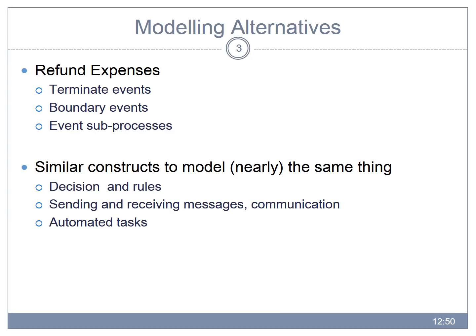And so we're going to look at decisions and rules. We're going to look at communication, external communication by sending and receiving messages, and internal communication. And then finally, we're going to look at different types of automated tasks.